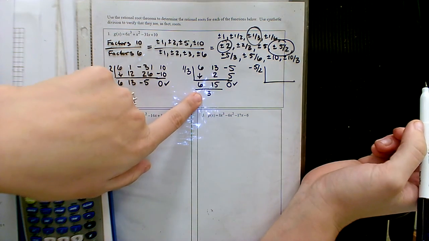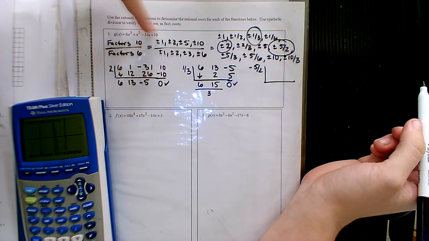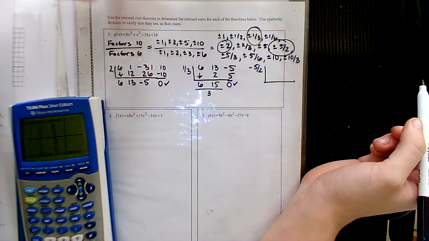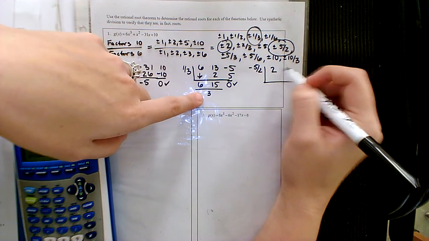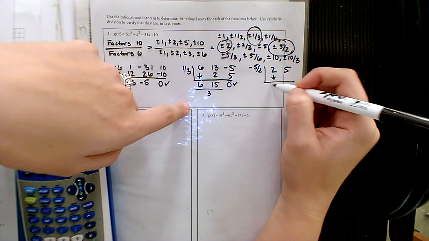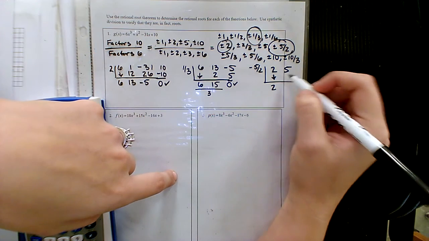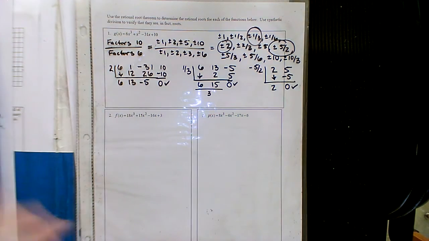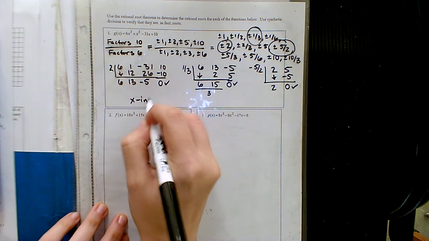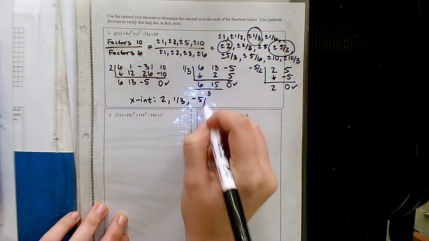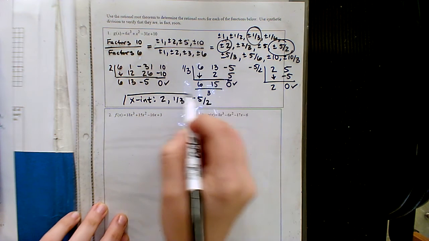If we take the previous quotient values instead of the original coefficients, we'll have 2 of them this time instead of 4, we could write 2 and 5 when we divide by 3. So drop the 2, multiply, looks like we get a remainder of 0. So we'll say the x-intercepts are 2, 1/3, and -5/2.